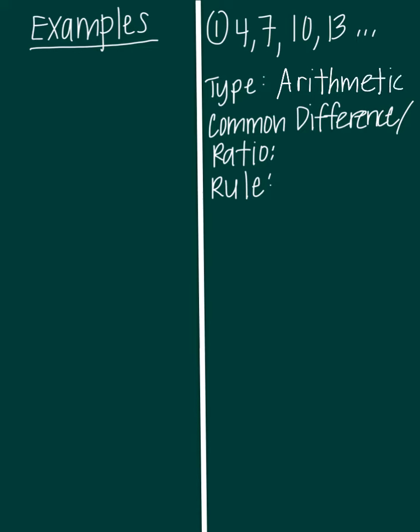If we look at it, we're adding 3 each time. 4 plus 3 is 7, 7 plus 3 is 10, 10 plus 3 is 13. Because this is an arithmetic sequence, we know we have a common difference of plus 3. So for the rule, we could say x plus 3. You can use any variable that you want to. I just chose to use x.